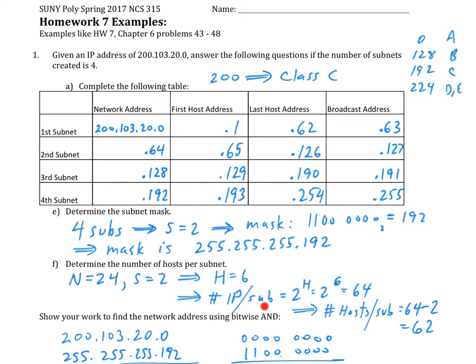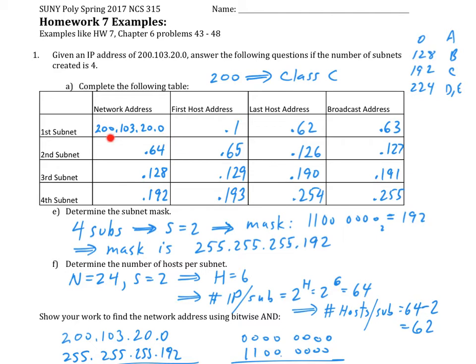number of IPs per subnet is 2 to the H, where H is the number of host bits, the number of bits that label individual hosts in the subnets. 2 to the 6 is 64, so we have 64 hosts per subnet, or 64 IPs per subnet. If we subtract 2, we get 62 hosts per subnet. Make sure you distinguish between IPs per subnet and host addresses per subnet. And this 64 then becomes our increment, okay?